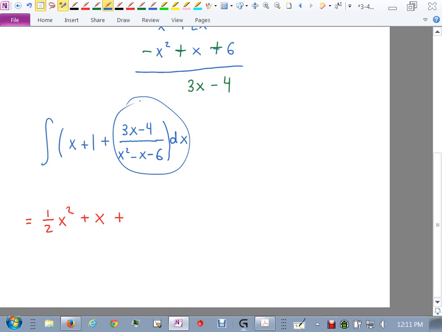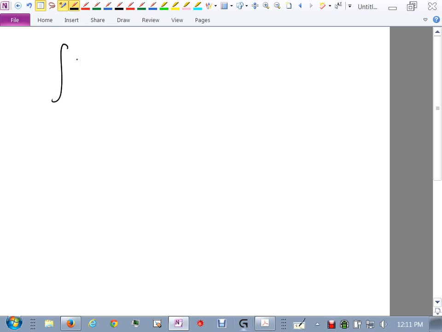Here we go. I'm now working on this new integral, 3x minus 4 over x squared minus x minus 6 dx. So now we're going through the partial fraction steps. We did long division, right? When we did that, we got something we could work with, but what we have left now, we can't do long division on that. So now let's go through and start looking at our cases.